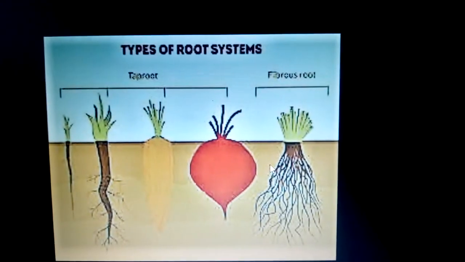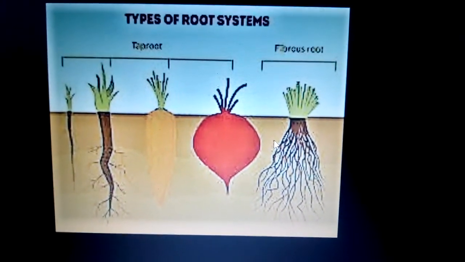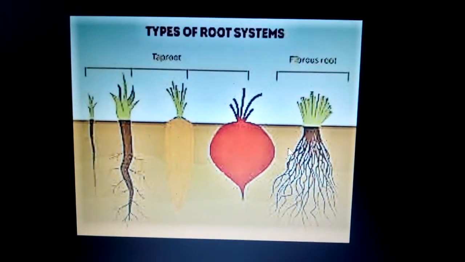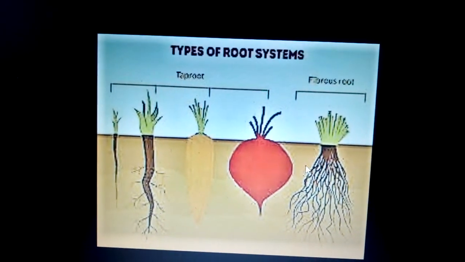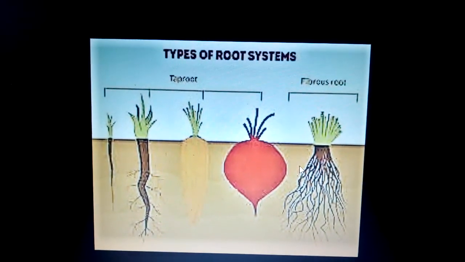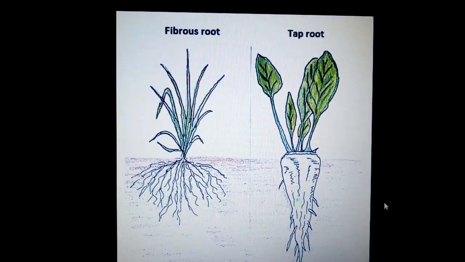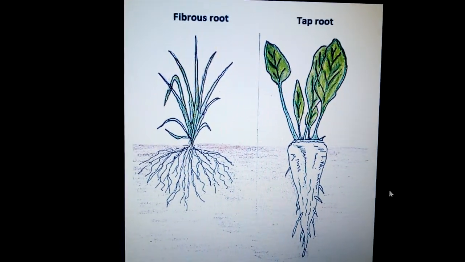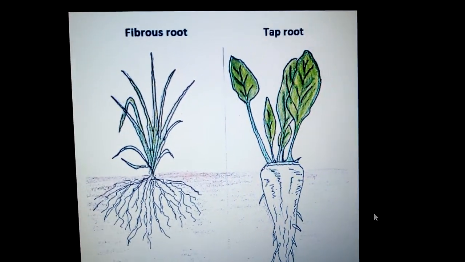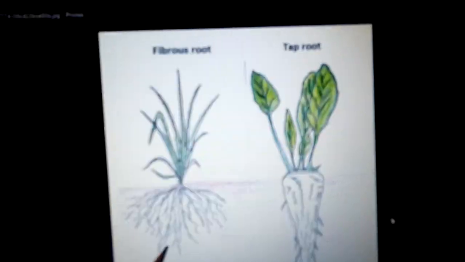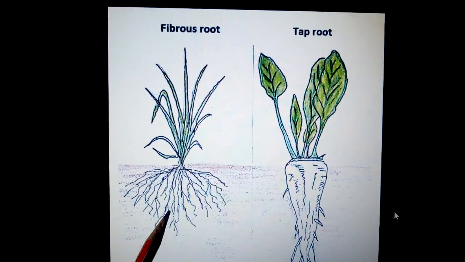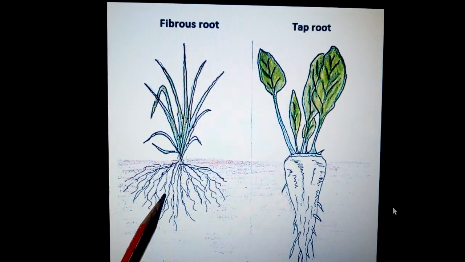Then we go to discuss examples of different taproots and fibrous roots. When we discuss taproots, there are different examples, like radish, turnip, carrot, etc. When we talk about fibrous roots, different examples are marigold, rice, wheat, and different types of grass also come under fibrous root.